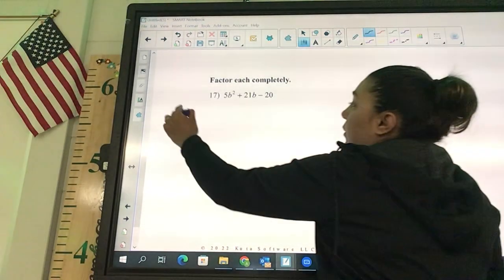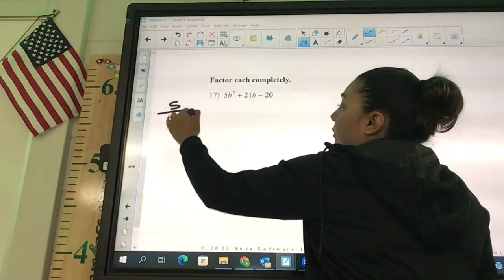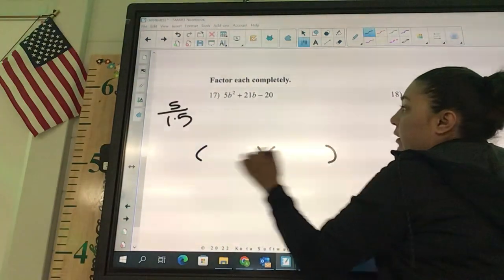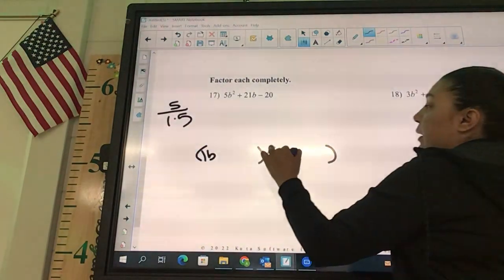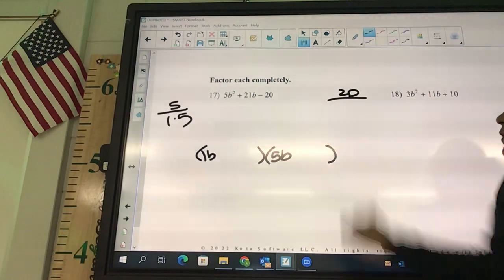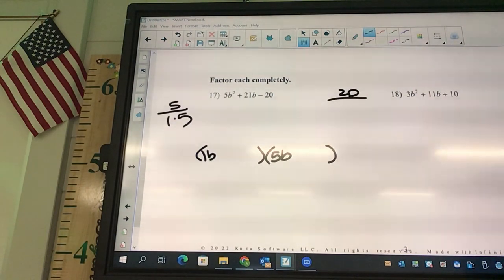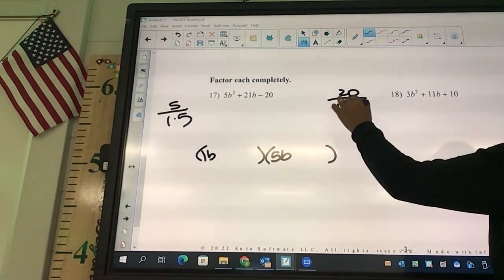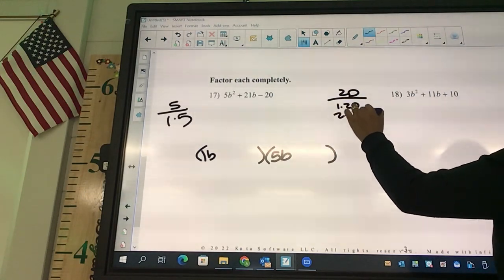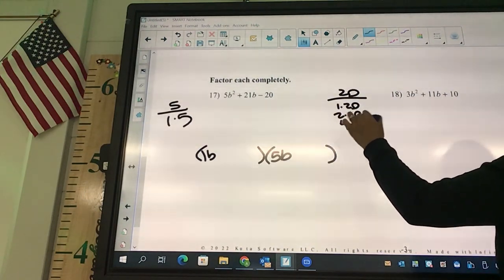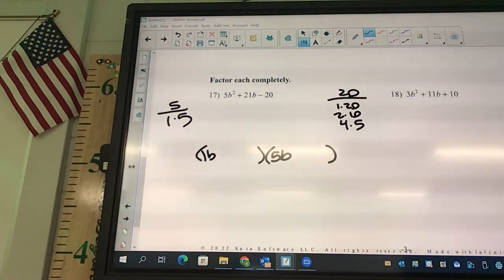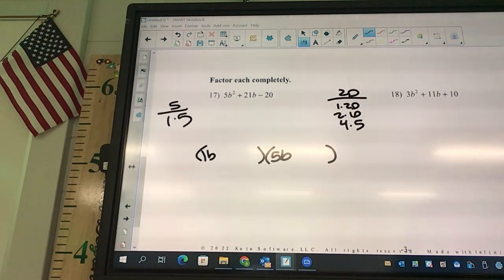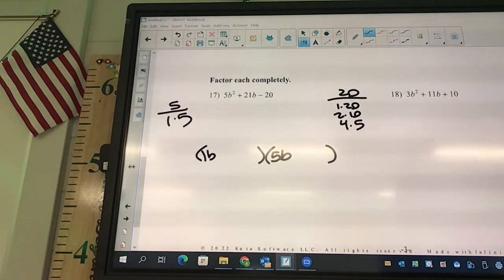Okay, same thing. We're going to find factors of 5, which we know is 1 and 5. So we're going to say 1b, 5b. Okay, so 20, we got 1 and 20, 2, 10, 4, 5. How many options are there? 6. Okay, there's 6 options.